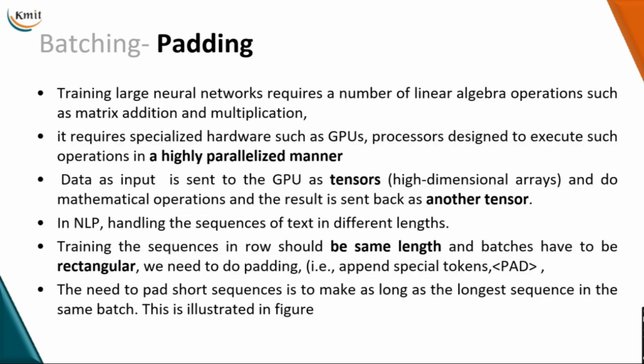Now, in the context of NLP, we often deal with sequences of text of different lengths, right? Not all the sequences are the same size. Because batches have to be rectangular, we need to do padding. Hope you got my point. So for that reason, we append special tokens called PAD to each sequence so that each row of the tensor will have the same length, which means that you need to pad short sequences until they are as long as the longest sequence in the same batch.